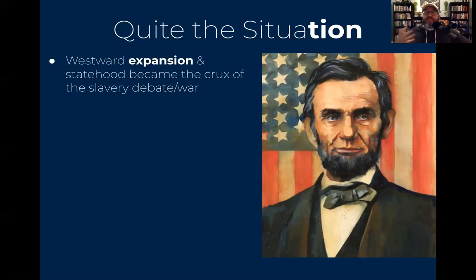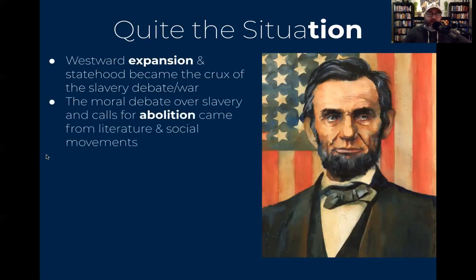So westward expansion is going to be the crux of statehood, moving westward. And the Civil War, largely fought over the issue of slavery between the North and the South, really is going to be about how slavery is going to expand westward. The moral issue over slavery is going to come to the forefront of this.